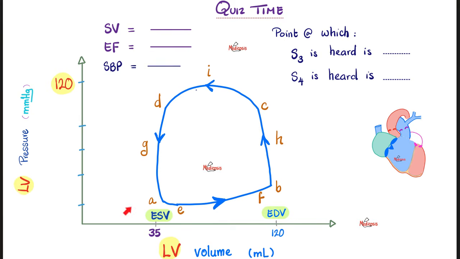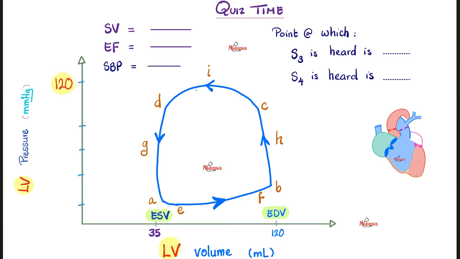Quiz time. From this graph, can you calculate the stroke volume, the ejection fraction, and the systolic blood pressure, I mean in a big artery? And can you tell me which of these points, A, B, C, D, E, F, G, etc., represents S3, heart sound, and S4? Please pause.